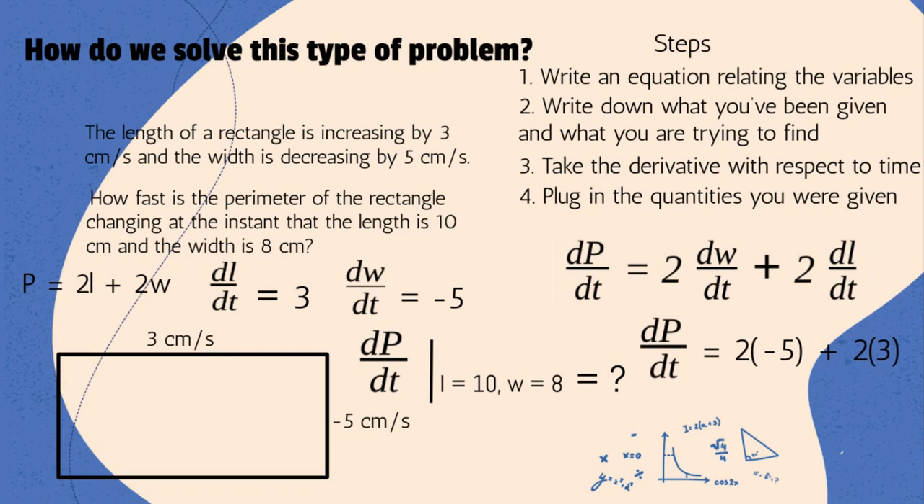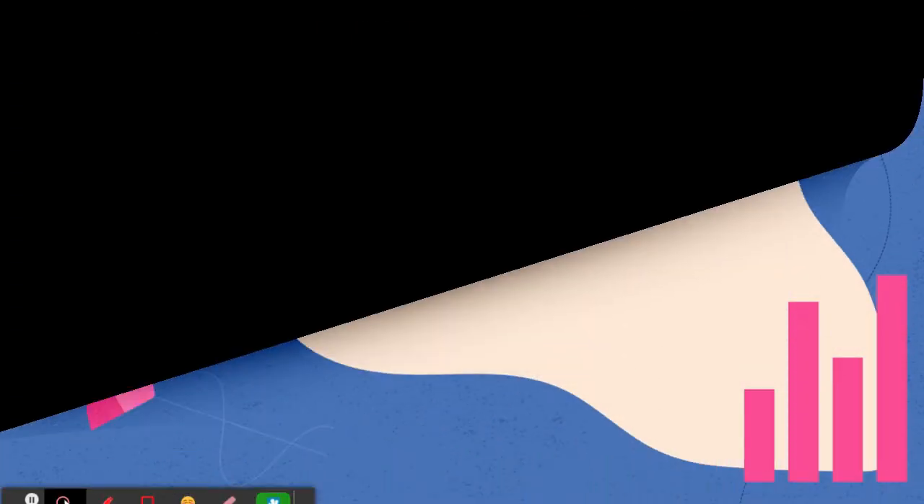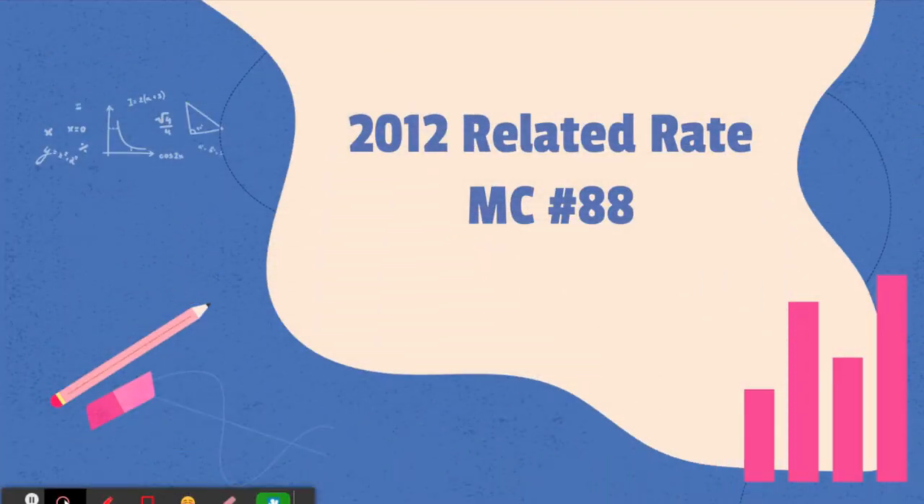dP/dt equals 2 times negative 5 plus 2 times 3. All we did was plug in the values that we found in the beginning, and we solve for dP/dt. dP/dt equals negative 4 centimeters per second, and that's our final answer. The negative 4 represents that the perimeter is decreasing at a rate of 4 centimeters per second. The negative represents decreasing.